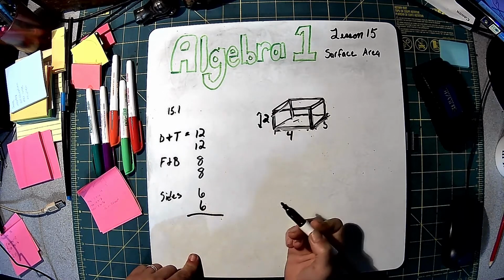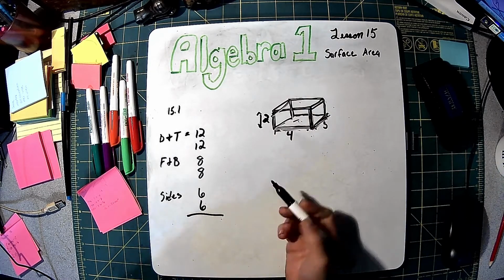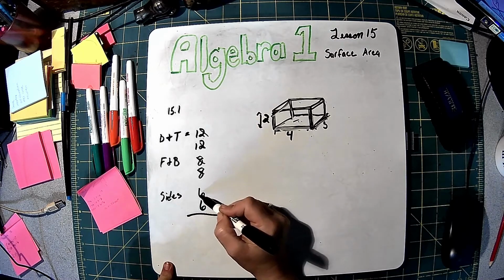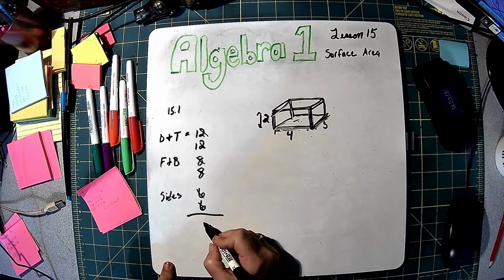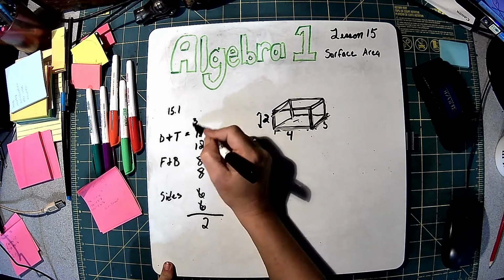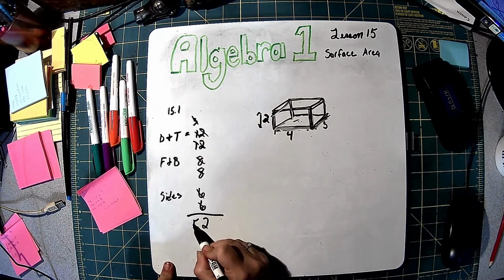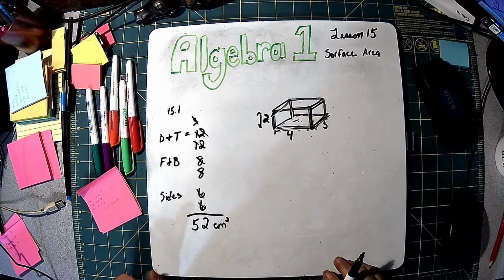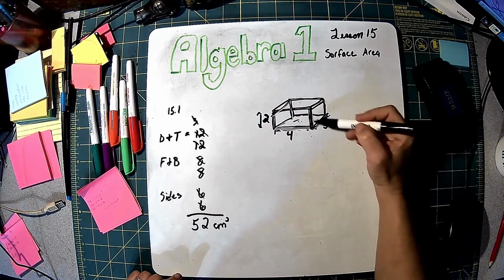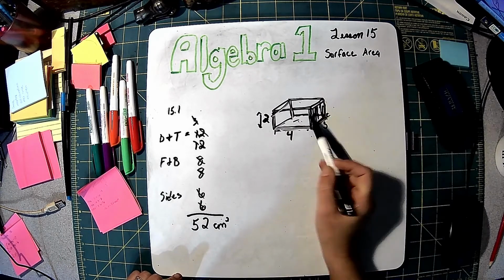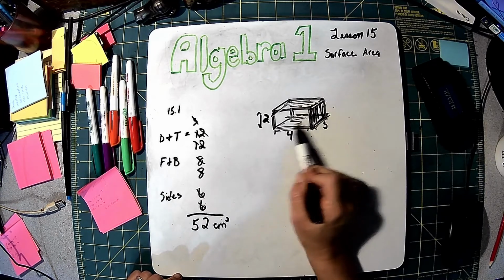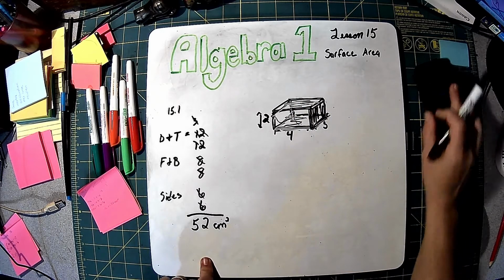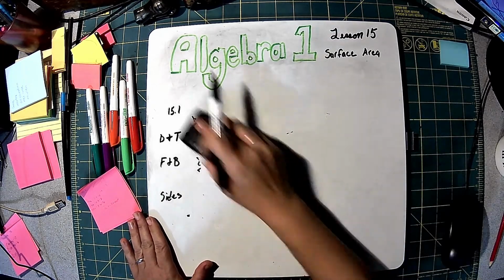Then we just have to add all that together. So 8 and 2 is 10, 20, 6 and 6 is 12, so 32. And then 3, 4, 5, 52 centimeters squared is going to be the surface area of that cube. So we have to make sure that we're counting every single surface. Our top and our bottom, our back and our front, and our sides. And we find the area of each, and then we add all those together.